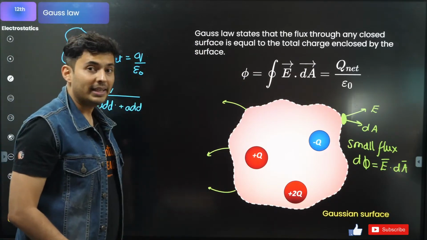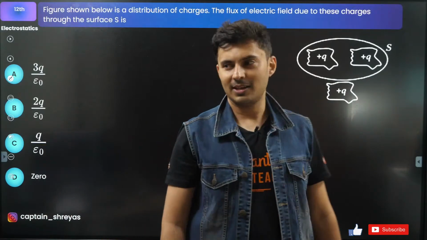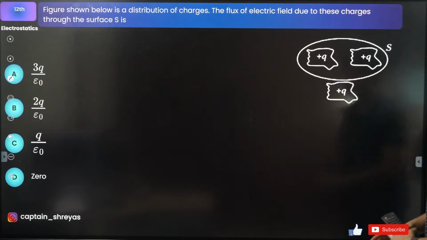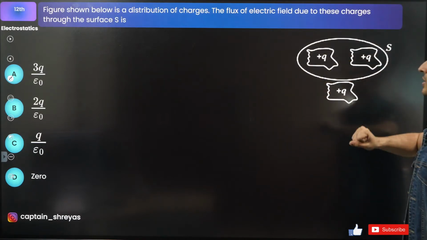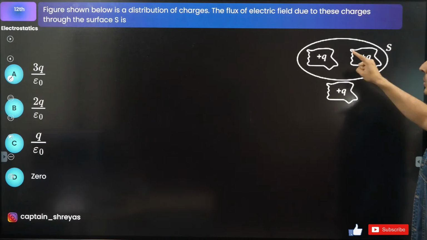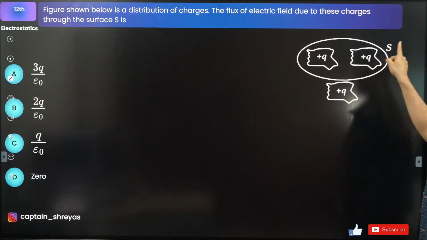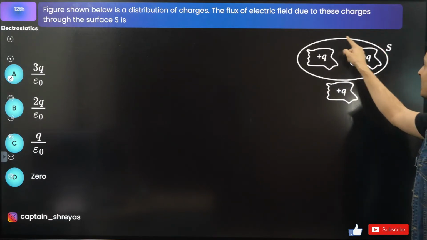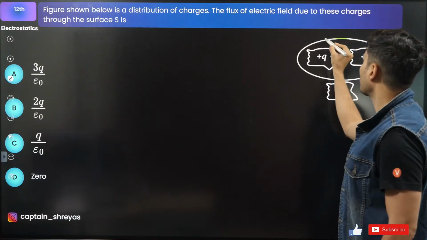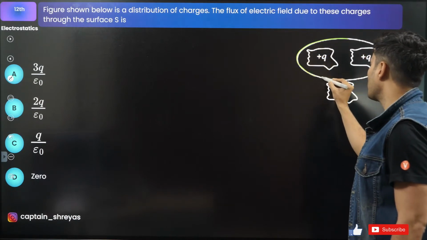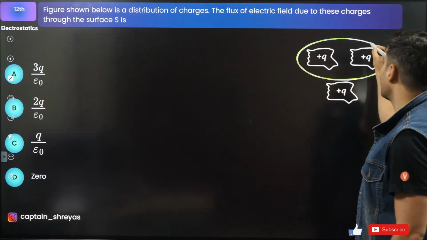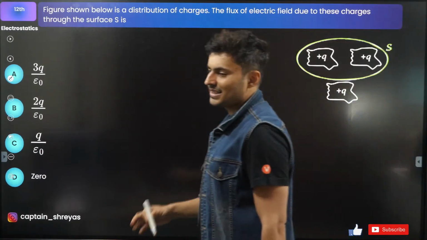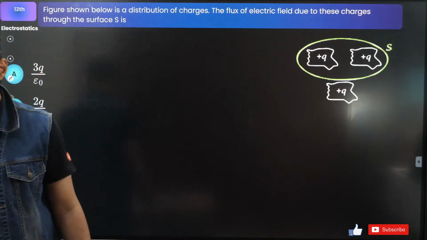Okay. So tomorrow morning class at 10:30, boards class. So let's see if you guys can answer this. If the figure shows a distribution of charges, the flux of the field due to these charges through the surface S is how much? There is a charge Q here, and Q here. The surface S is this one. So the question is, what is the flux of the charges on that surface S? Come on, think about it.